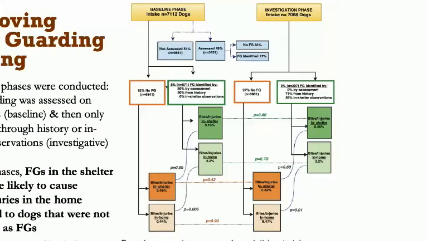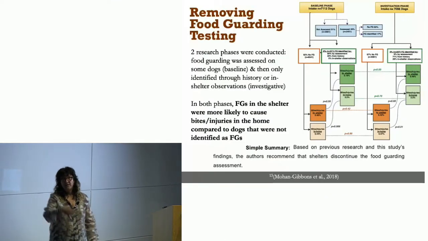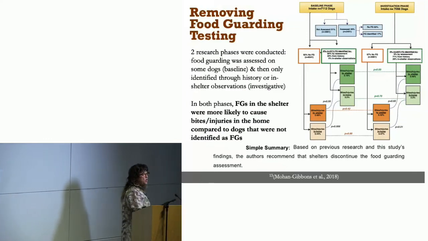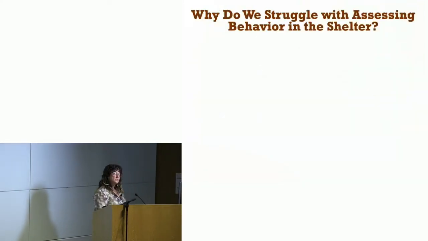Again, this does not mean that we don't place these dogs, but it does mean we need to know a little bit about what we're getting into. That if we see that behavior, it is likely that they may display it in the home, and we need to provide supportive care to the dogs so that they can be successful in their homes and their owners know what's going on.